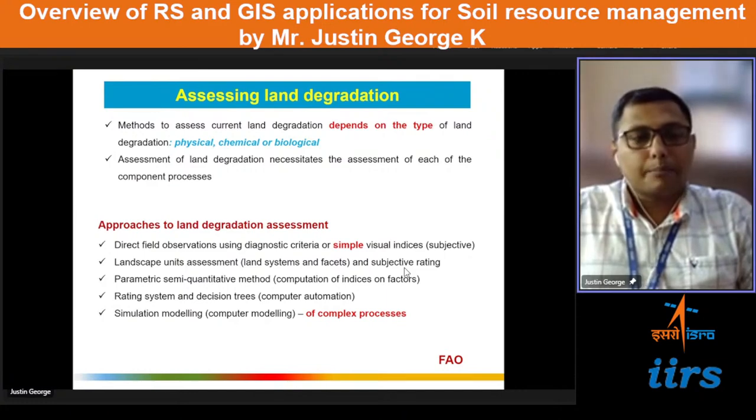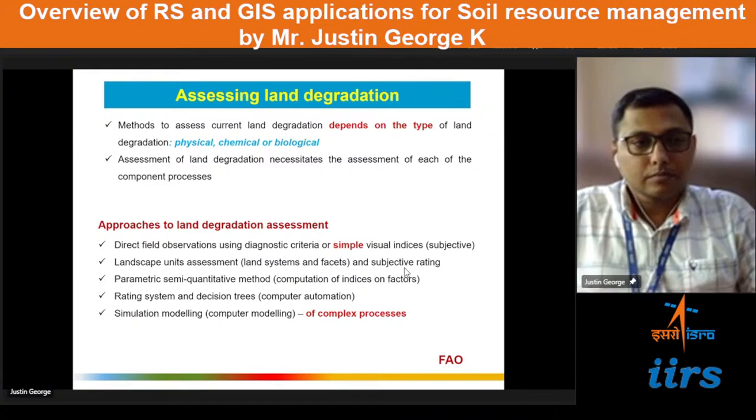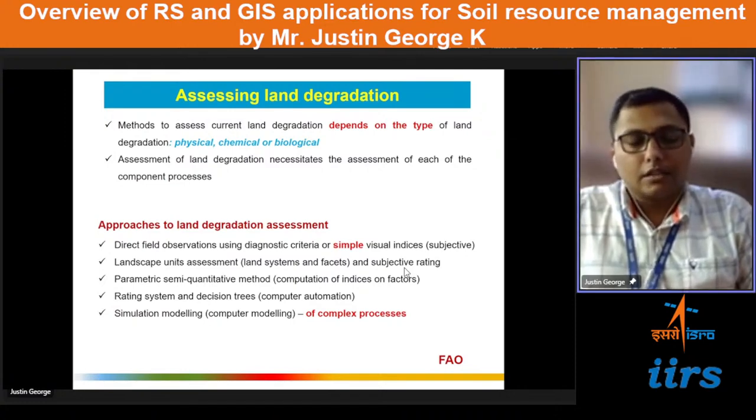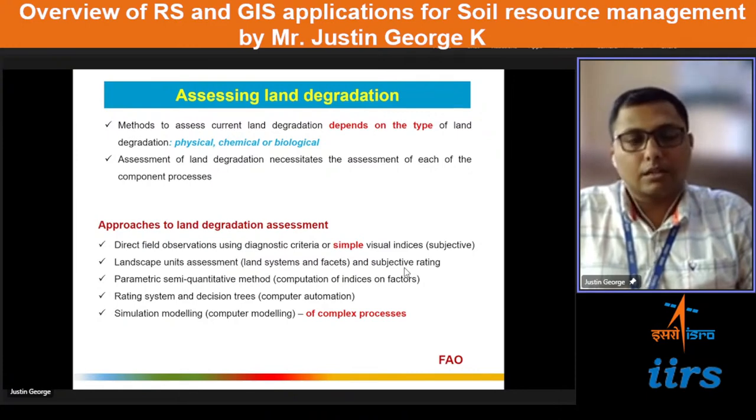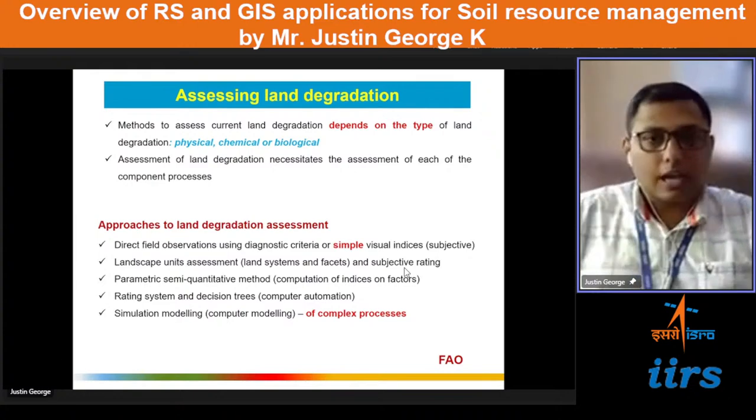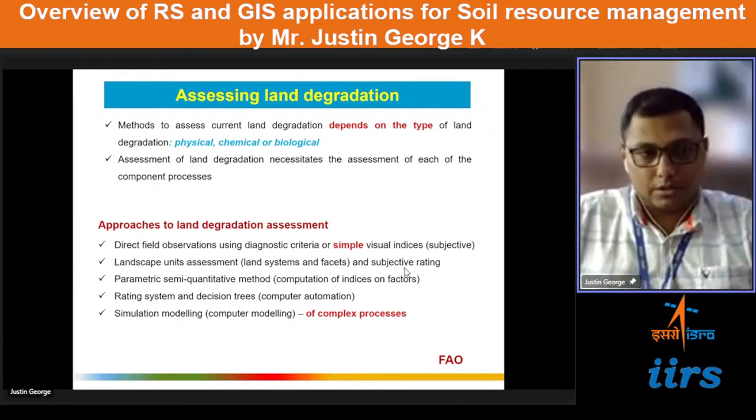And coming to the major approaches currently adopted in various parts of the world for land degradation assessment, the first and foremost one is direct field observations using diagnostic criteria or simple visual indices, but it has a subjective nature. It's not possible to do a direct field observation at every region. It has its own limitations with respect to accessibility, cost, time, and the area we can cover in a short period of time. All these are some of the limitations.